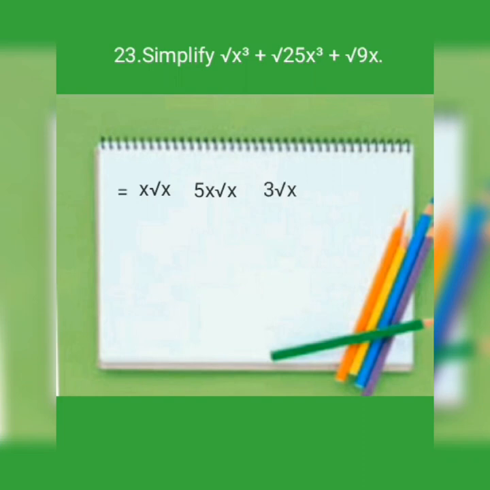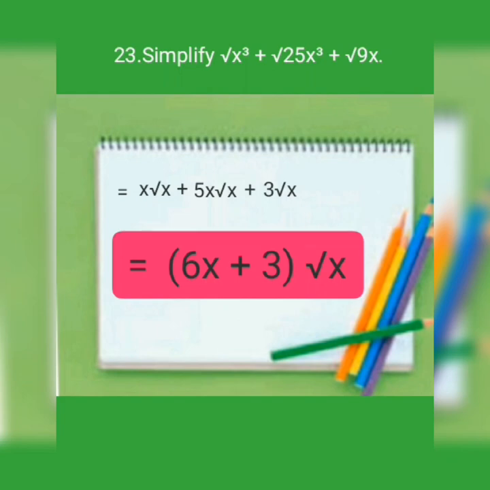X square root of x plus 5x square root of x plus 3 square root of x is equal to the quantity of 6x plus 3 square root of x.